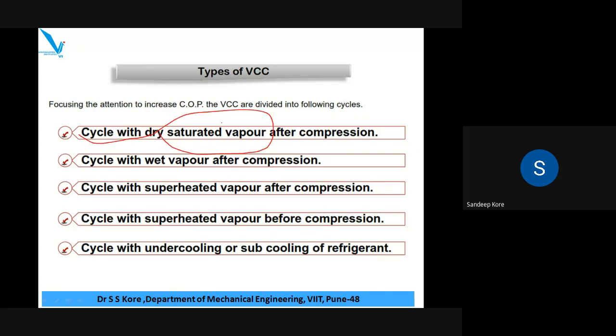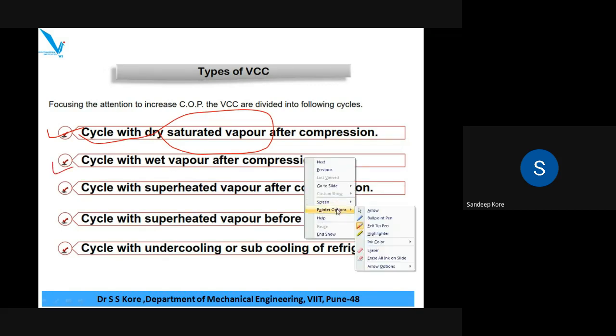So the meaning of this is that before compression the vapor is wet, and after compression it is going to become dry and saturated. Why is this happening? Because during compression some heat is added, and because of that, the wet vapor is going to convert into dry vapor. Okay. In this particular case, we are not going into detail because practically it is not used. Second case, the cycle with wet vapor after compression.